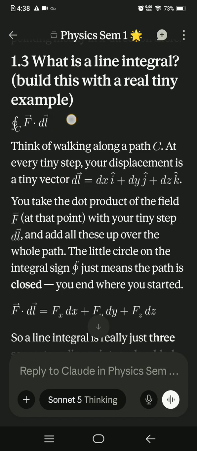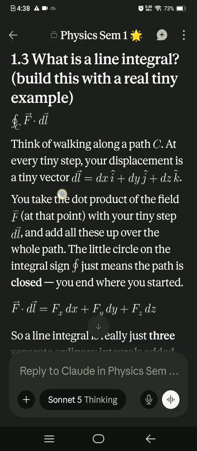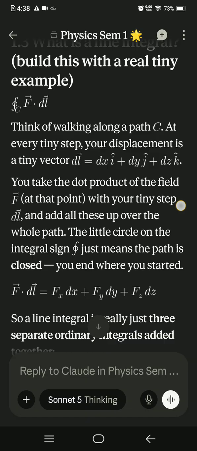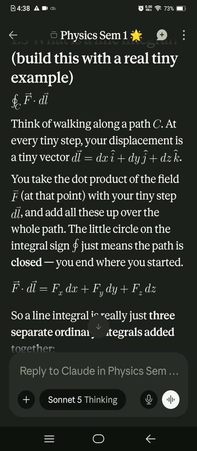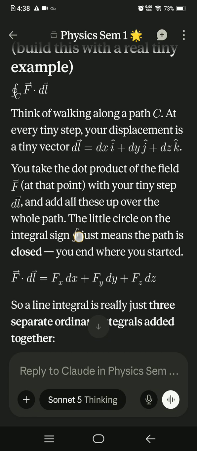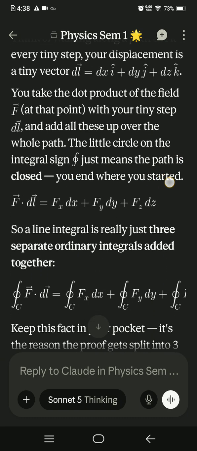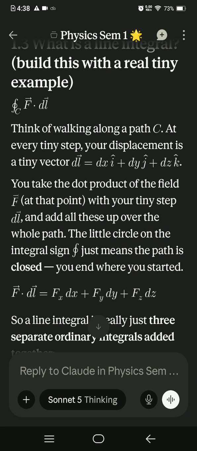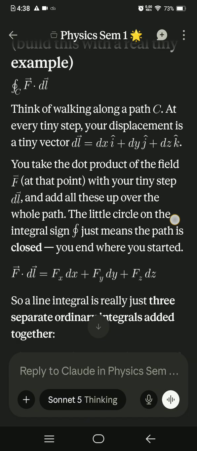At every tiny step, your displacement is a tiny vector dl. Okay, dx i plus dy j plus dz k, done. You take the dot product of the field F at that point with your tiny step dl and add all these up over the whole path. The little circle on the integral sign just means the path is closed. You end up where you started. So this F·dl becomes Fx dx, Fy dy and Fz dz.